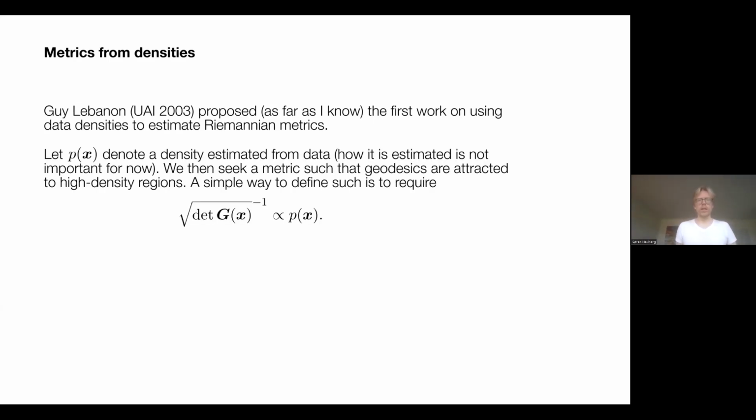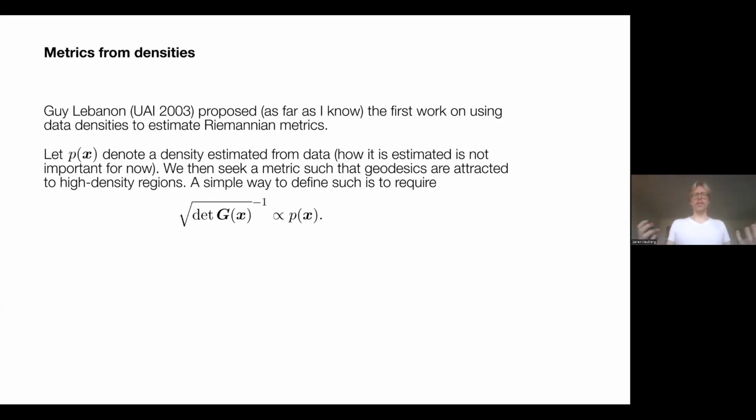So assume that you have some density estimate. We'll just call it p(x). And it doesn't really matter how we got it. It's just something. It could be a Gaussian mixture. It could be a kernel density estimate. It could be a variational autoencoder. It could be a diffusion model that allows you to evaluate densities or whatnot. Doesn't really matter how we get it.